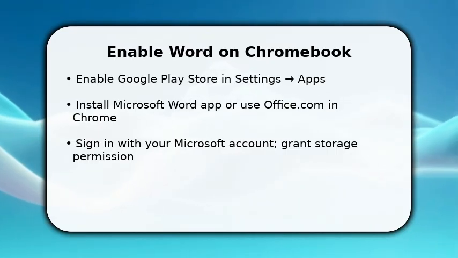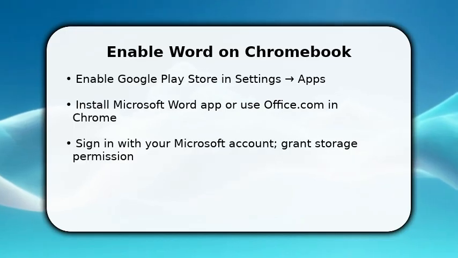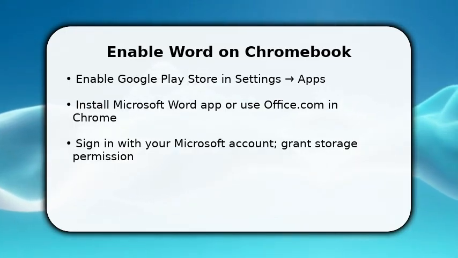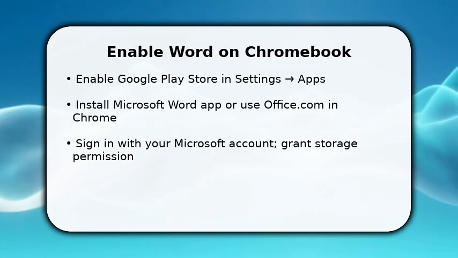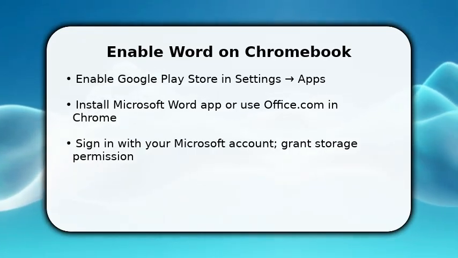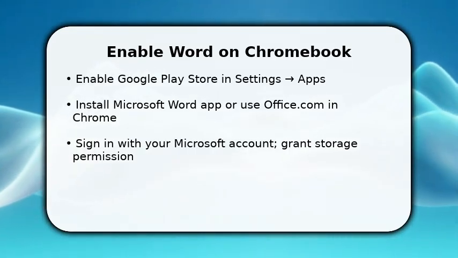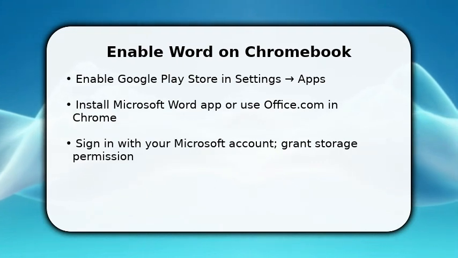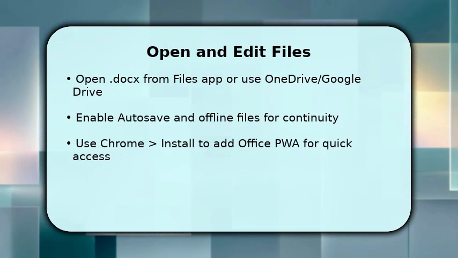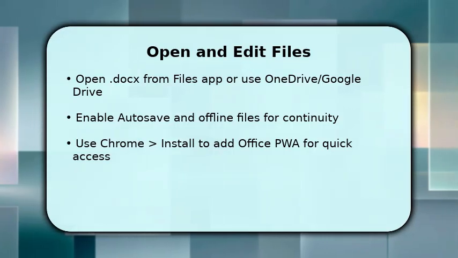You need to sign in with your Microsoft account to unlock editing features and grant the app storage permission so it can access files. This approach keeps compatibility with docx files and lets you edit both online and offline when properly configured. Now you'll open your document from the Files app or directly from OneDrive or Google Drive.